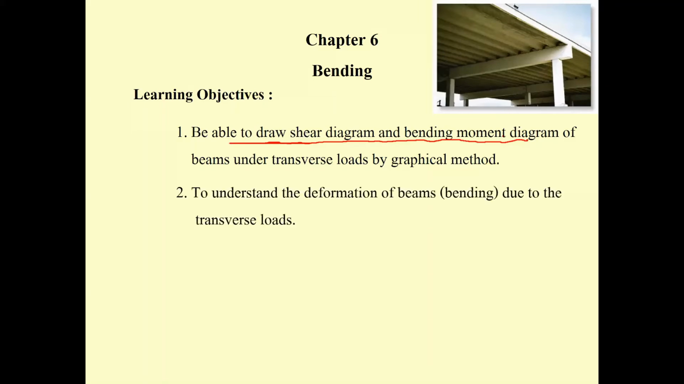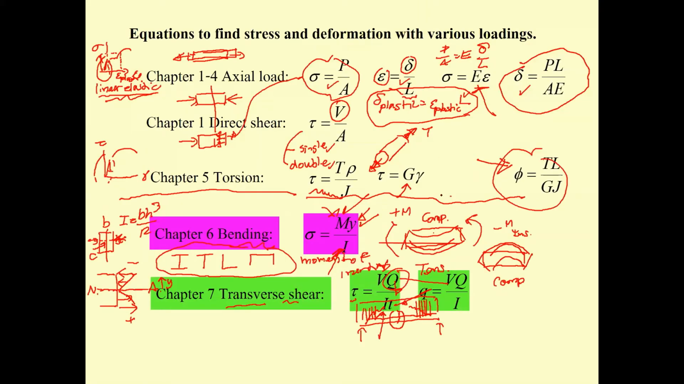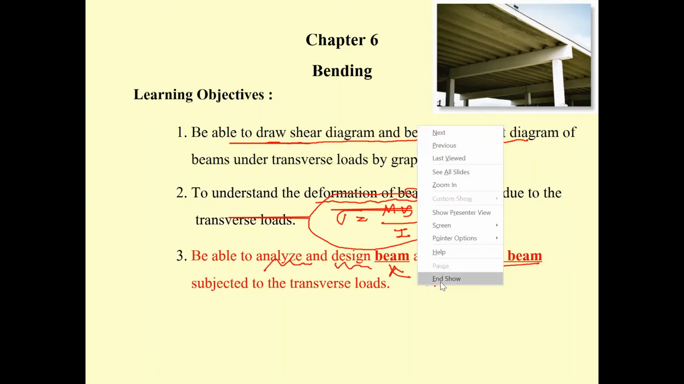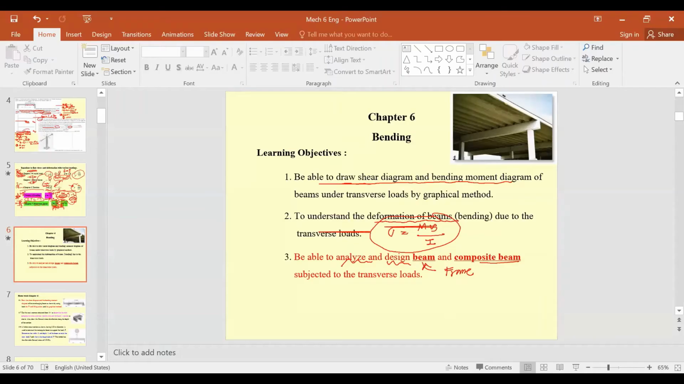And next, I did explain to you already about the deformation of the beam, which I put over here. I also talked about the importance of understanding the deformation of the beam. And later, we got the equation sigma equal to My over I. We're going to use this equation to analyze and design the beam, sometimes also the frame and the composite beam. And this is going to be one of our subjects here. And let me move this one a little bit to one more chapter. That is going to be chapter 7.